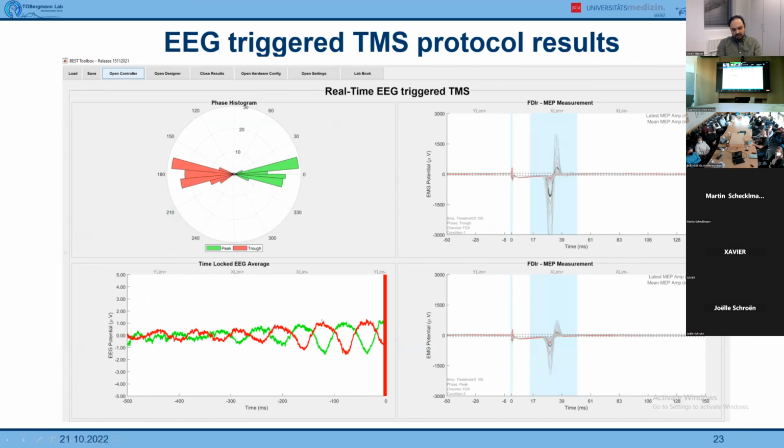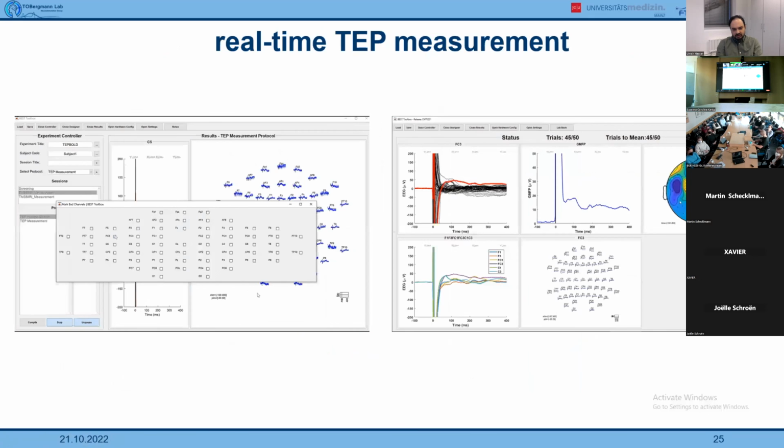Our previous TMS-EEG study was done using the BEST toolbox, so you could also target different oscillations with the help of a real-time device. And here I show the real-time TEP measurements. Using the BEST toolbox, you can do real-time TEP measurements and see different topographies updating trial by trial, along with butterfly plots and single averages. There is this interface available for doing the real-time TEP hotspot search or real-time TEP measurements.